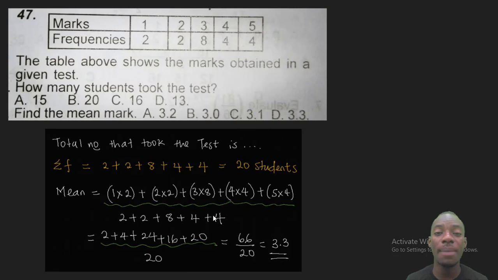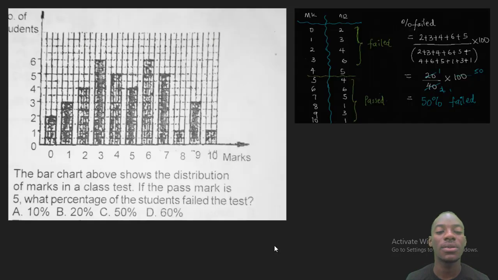And this is the way to find mean on a table. Please don't forget, very important. That will become 1 times 2 is 2, 2 times 2 is 4, 3 times 8 is 24, 4 times 4 is 16, 5 times 4 is 20, divided by everything below, which when you add them is 20. So if you add the above, it becomes 66 over 20, which is 3.3. And that is my answer. Okay, so that's that for that.